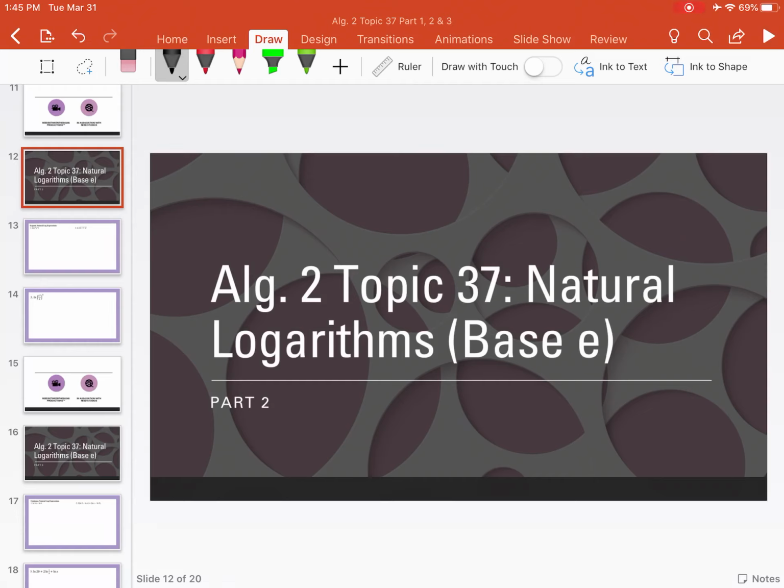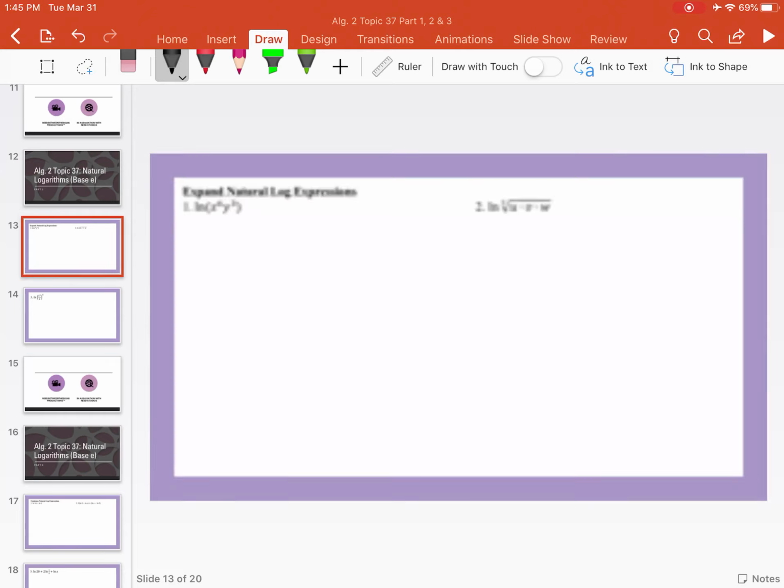Welcome back to Algebra 2, Topic 37, Natural Logarithms. This is Part 2, and in Part 2 we're going to practice expanding natural logarithmic expressions. So when asked to expand, we want to think about our properties.